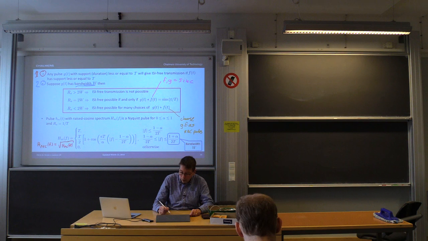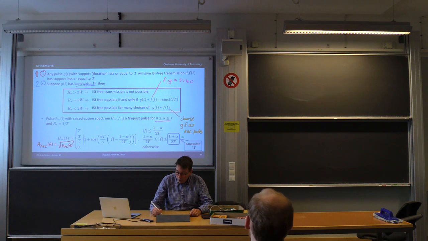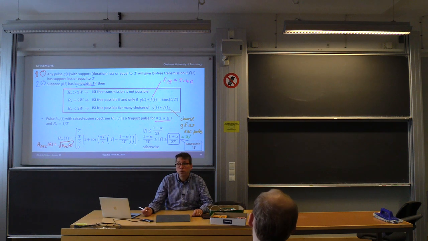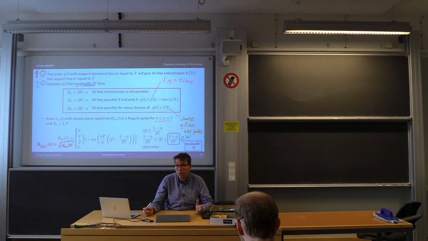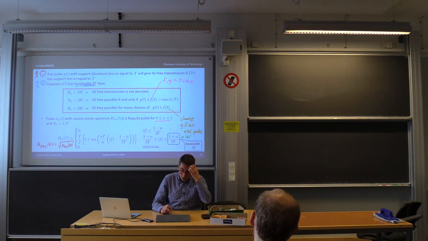Alpha is a number between 0 and 1, which means that we have a family of pulses here. So essentially, if we have a certain bandwidth W, then we put this equal to W, and that gives us the possible combinations of alpha and t that fulfill this.